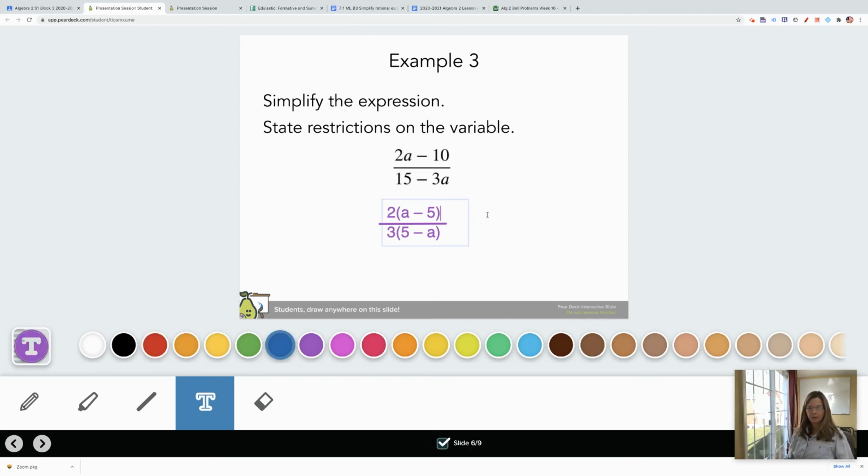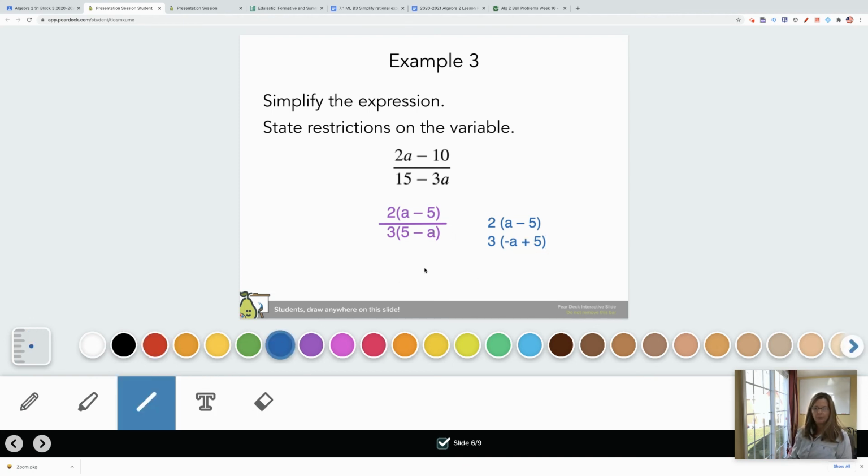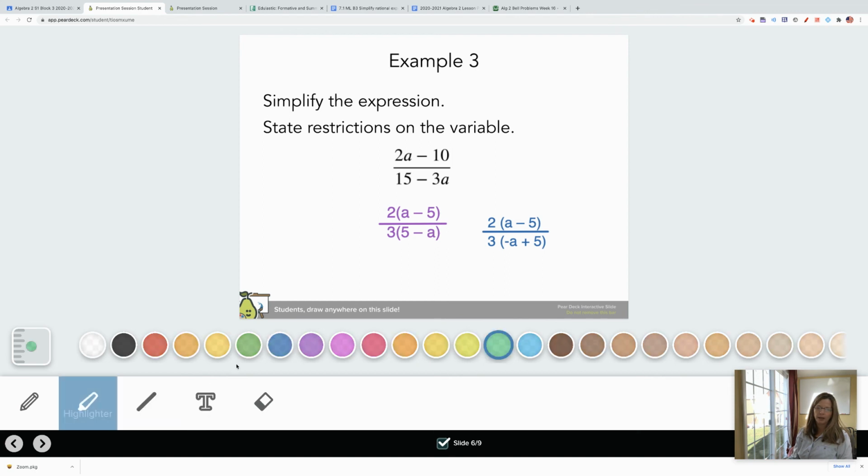Because, and let me rewrite this, because I can do 2 times a minus 5 in my numerator, but in my denominator, I can rewrite this as 3 times negative a plus 5. Do you see that? Putting my a term first, it's negative a plus 5. Now, why is that important? Because I can now see, if I were to take, and let me grab my highlighter tool, if I were to take this expression right here, and I were to multiply each term in here by a negative 1, I would in fact get this denominator, wouldn't I? So what we can do is, when we notice that, we can cross them out. We absolutely can cross them out.